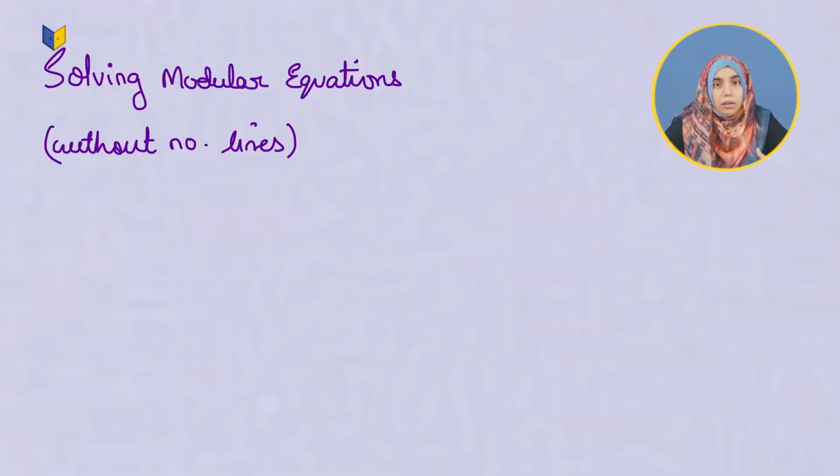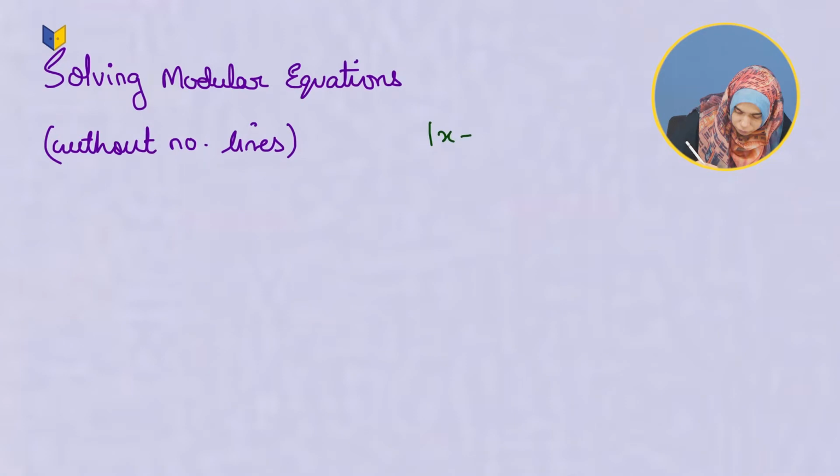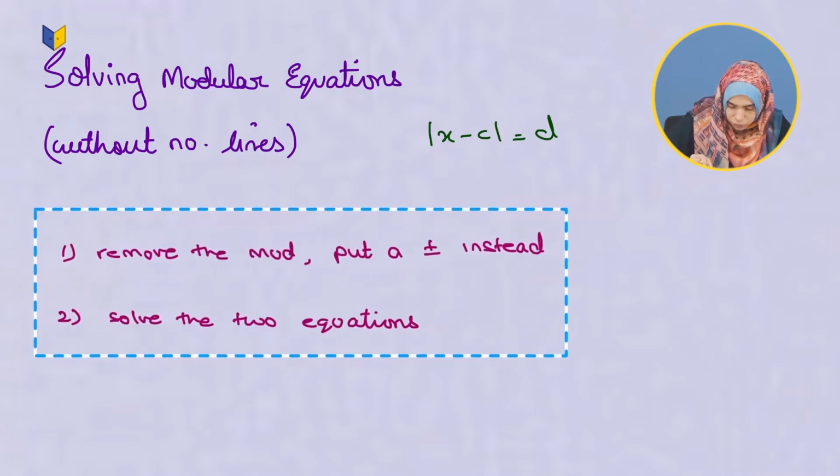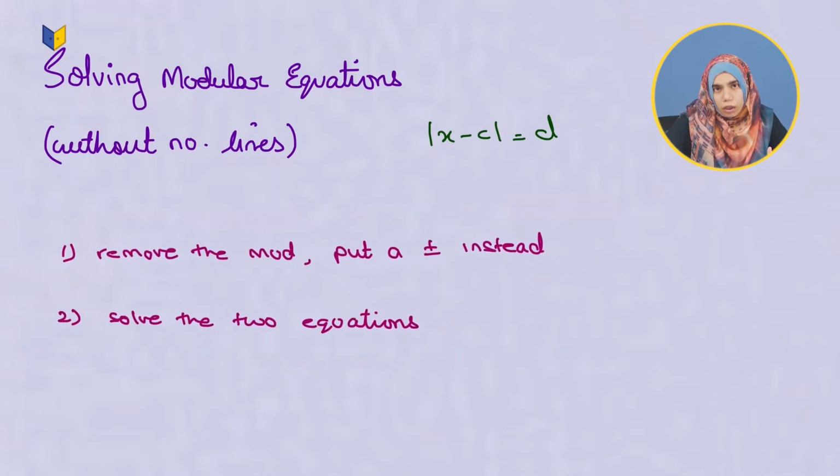Now let's look at the other approach for solving the same equations. Mod one side and constant on the other. Basically equations of this form. One approach we just discussed is the number line approach, but you can actually solve the same question without having to draw a number line, and that is through these two steps. There are two steps which you have to follow in order to solve the same equation if you choose not to use a number line.